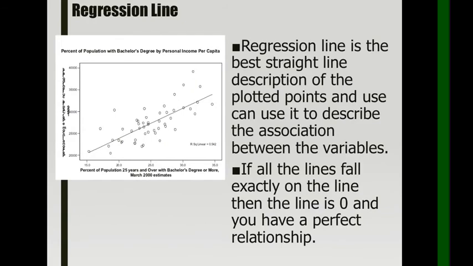the regression line is the best straight line description of the plotted points and can be used to describe the association between the variables. If all the points fall exactly on the line, then the residual is zero and you have a perfect relationship.